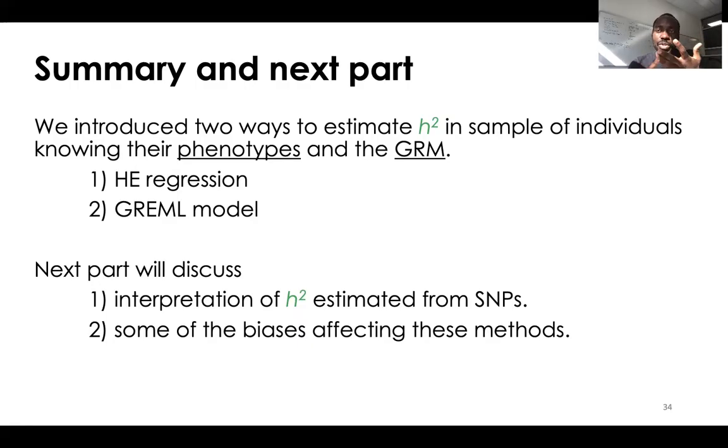Right? And so those 2 methods are HE regression, which regresses the cross product of normalized phenotypes onto the genetic relationships, and the REML, which tries to model the genetic value of individuals by assuming that genetic value to be a linear combination of all the SNPs we have, which essentially amounts to modeling the covariance between individuals using the GRM again, and then applies a maximum likelihood to that derived model.